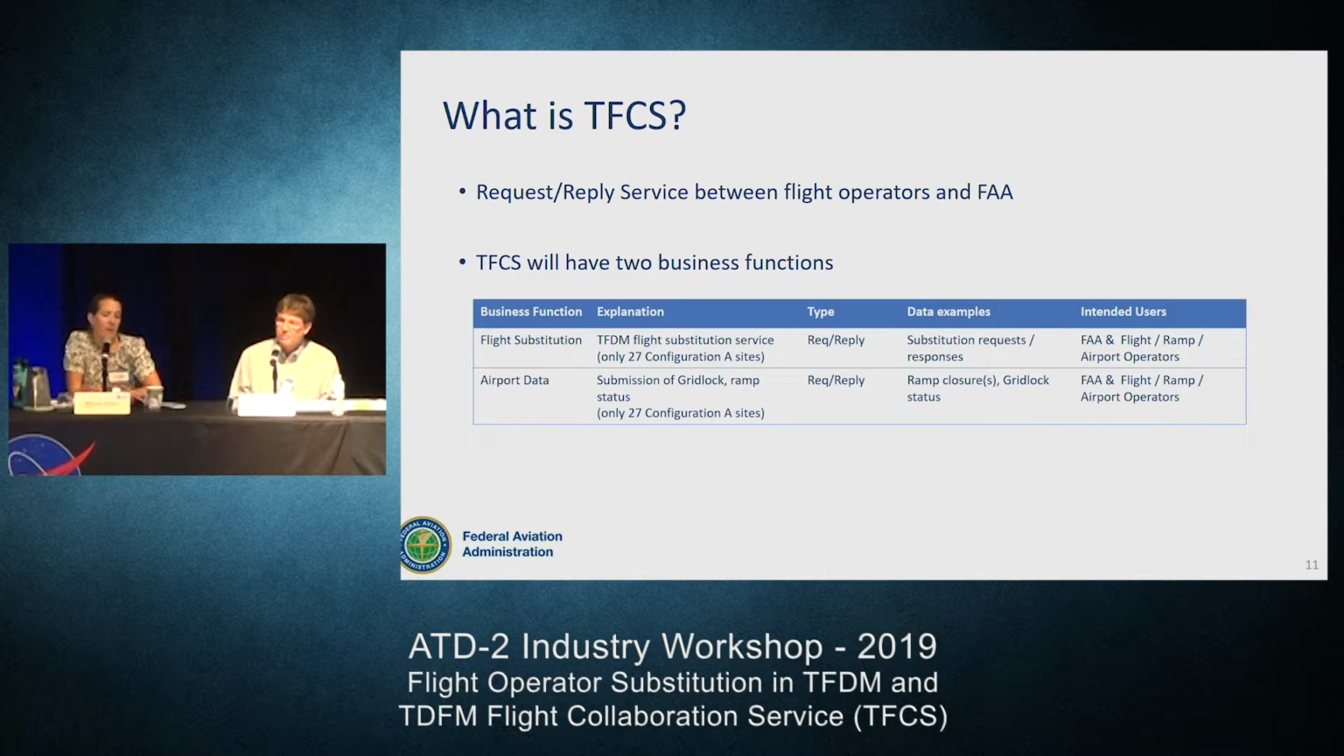So just kind of a recap on TFCS. It is a request reply service meant for flight operators and FAA, TFDM system. We've spent quite a bit of time on the flight substitution business functions. There's actually a second business function for airport data, and this is where users can submit messages for gridlock and ramp statuses, such as the ramp closures, like Eric was talking about. If there's a thunderstorm, you need to close a ramp resource for a period of time. That can be submitted through TFCS.